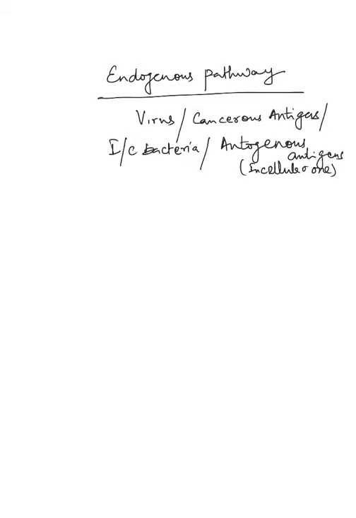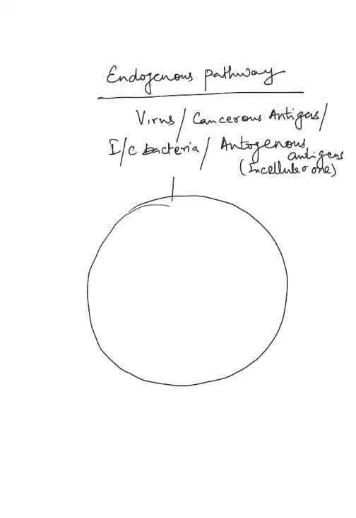So think of a cell here. You have some virus entering the cell. Uncoating of the virus happens, and then obviously the replication of the virus would take place by utilizing the host machinery. Some proteins would be synthesized, and some of these proteins get ubiquitinated.